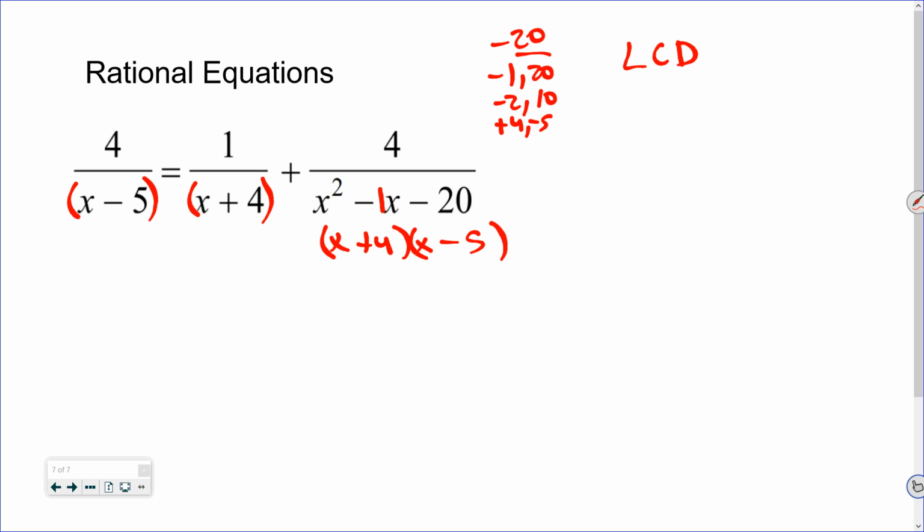Okay, with the LCD, you have to include all the different factors. We only have 2 different factors. The 2 different factors are x plus 4 and x minus 5. So let's include them both. I need the x plus 4 and the x minus 5.